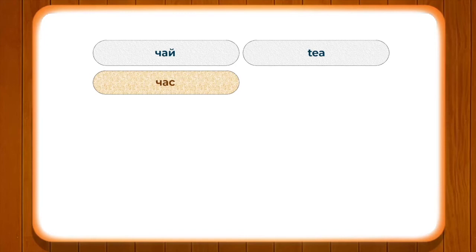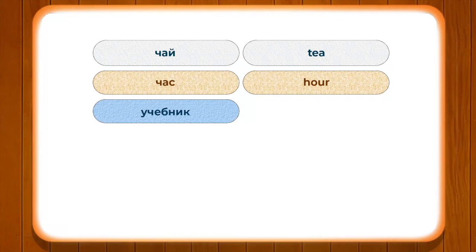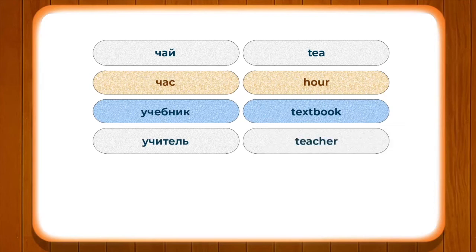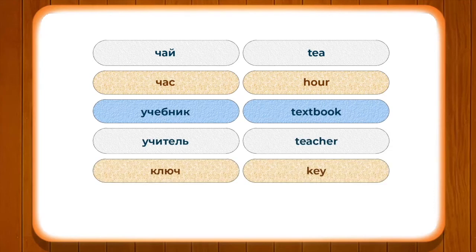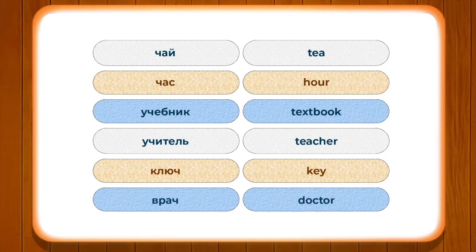The next word is chas, which means hour. In Russian, we use the expression kotoryy chas, which means what is the time. You can also use this expression with your family and friends. When we discuss time in Russian in detail, we will tell you more about how to count numbers, time, etc. Then the word is uchebnik, which means textbook. Uchitel'nitsa means teacher. Klyuch means key. And vrach means doctor.